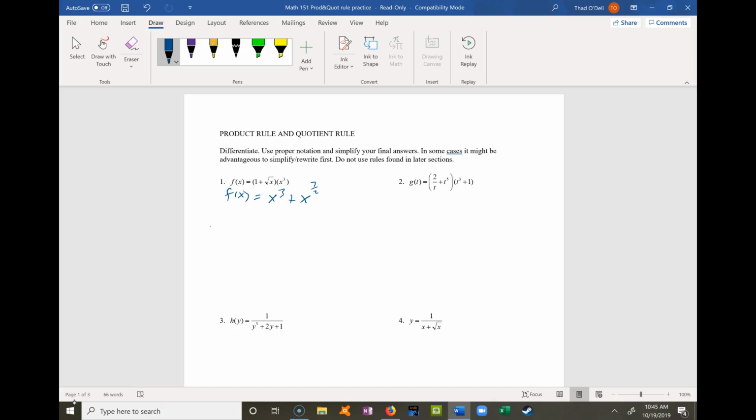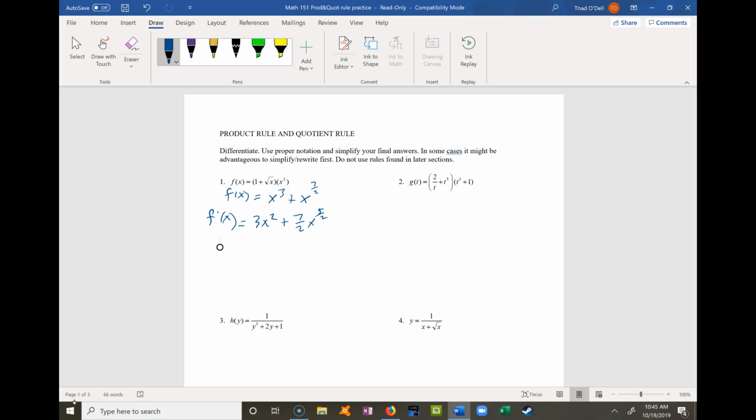So that's just distributing the x cubed through the parentheses. So then now I'm ready to take the derivative. That would be 3x squared plus 7/2 x, and 7/2 minus 1 would be 5/2. And that would be the derivative.